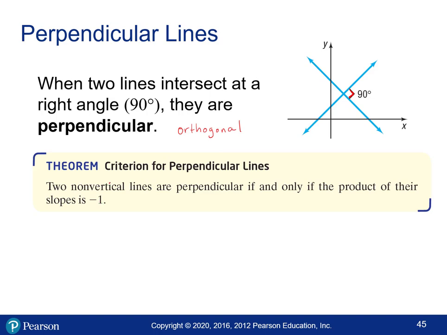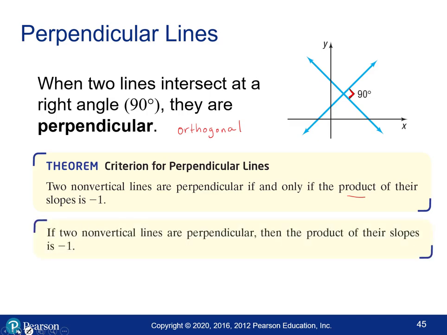Okay, so the criterion for perpendicular lines: two non-vertical lines are perpendicular if and only if, when you multiply them, that's what product means, their slopes are -1. Okay, so a lot of times people actually remember this as a negative reciprocal of the other slope. Okay, so that might be another way to think of it for you.